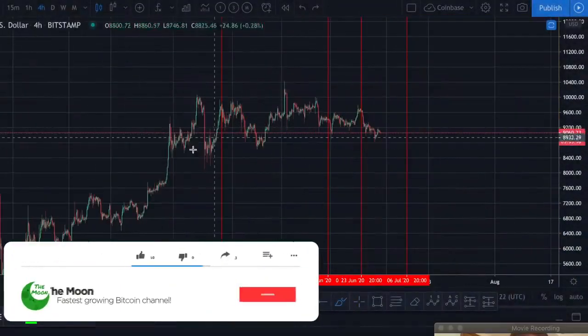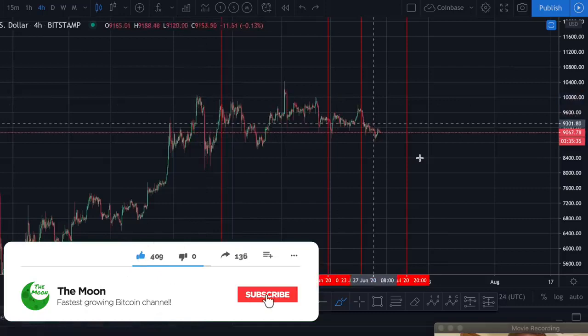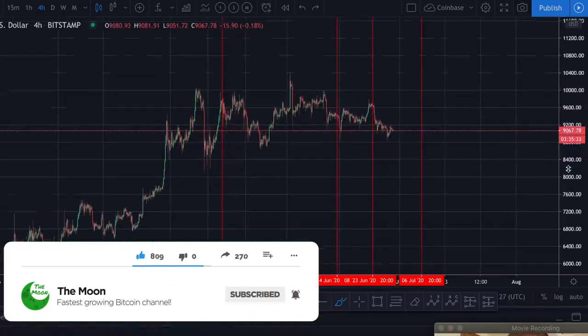So is it possible that Bitcoin is forming this pattern that could lead to a reversal? Well, let's take a look at this.